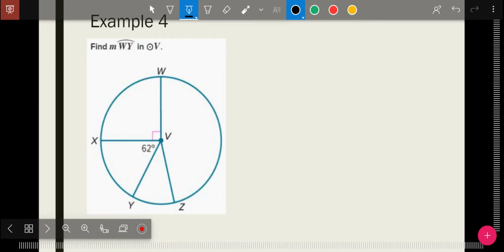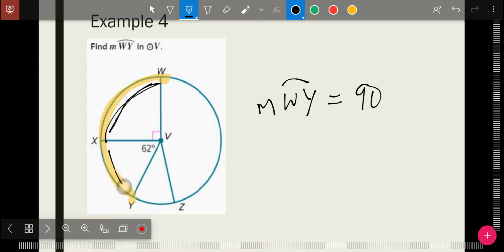Again, combining the measurements of arcs and semicircles, central angles and arcs go together. And so WY, well, first let's highlight what we are talking about. Arc from W to Y. From W to Y, the quickest way there, because it's two letters, is this way. And so the measurement of arc WY is going to be the 90, because this part right here is 90, and this part right here is 62. And so the measurement of the whole arc is 152.